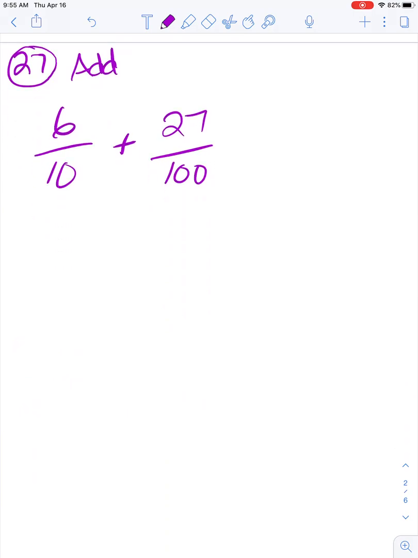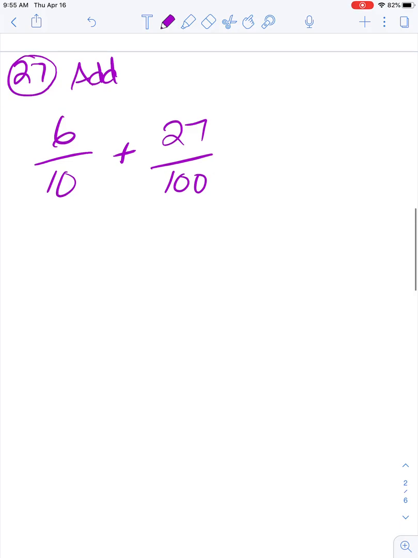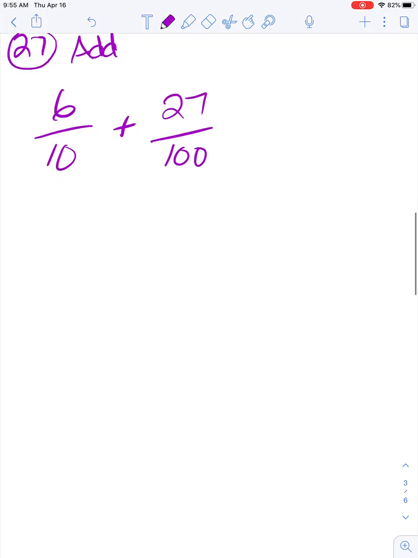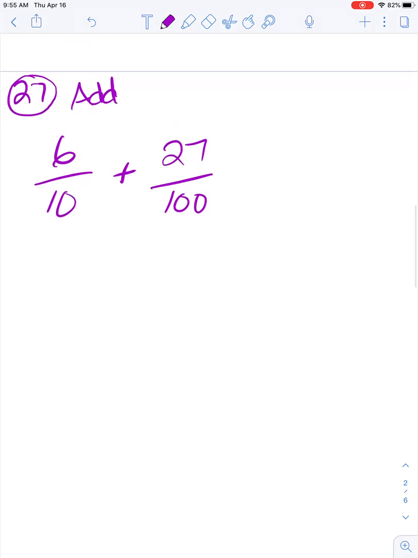Here we're going to add, but we have unlike denominators and we can't do that. So we need to think, what can we do? Well, I know 10 and 100 are very similar. And, excuse the board moving, Kona just walked on it. That's what I was laughing about.